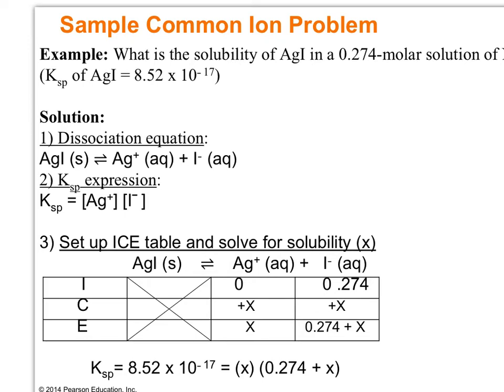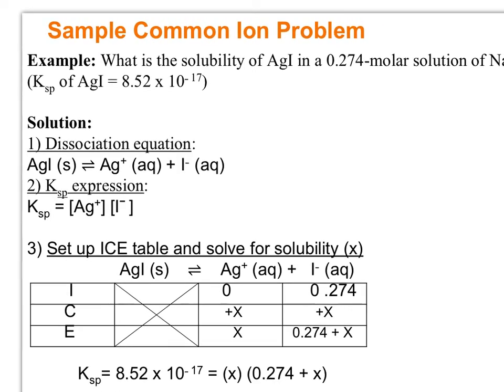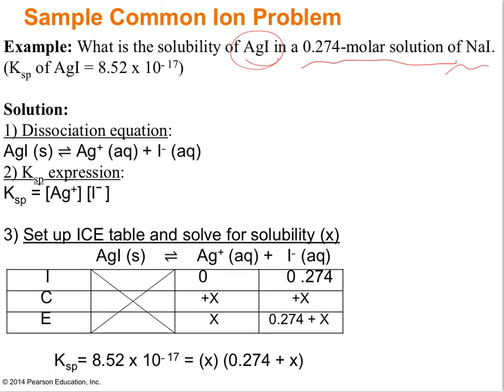So here's a sample problem. What is the solubility of silver iodide if you already have a 0.274 molar solution of sodium iodide? Hopefully right away, by reading this, you can see you have a common ion. You have iodide in both of them. So you can only set up the equilibrium of the substance that is slightly soluble, or the substance you were taught earlier is actually insoluble.